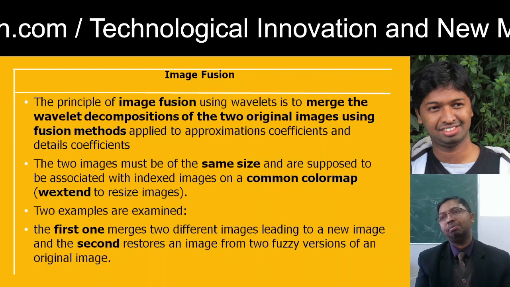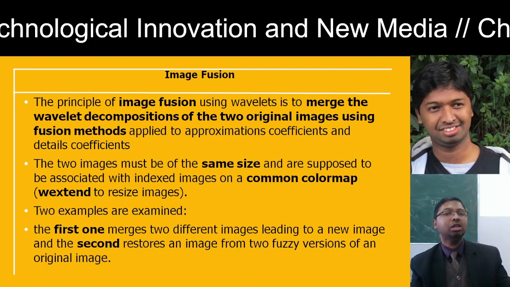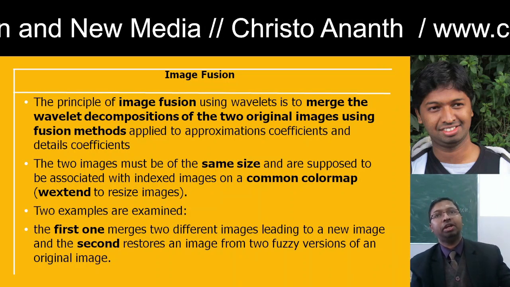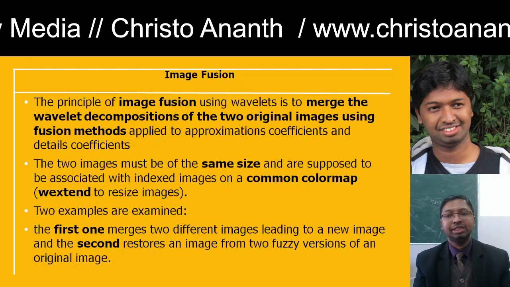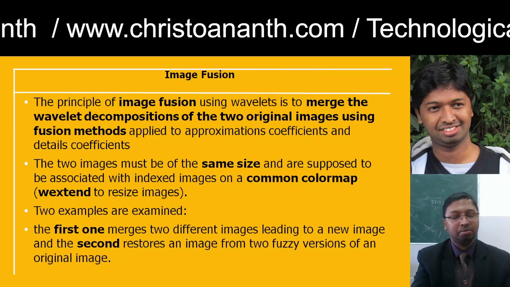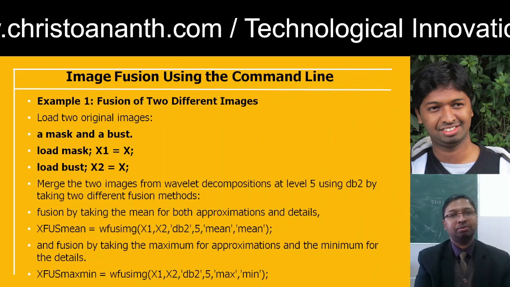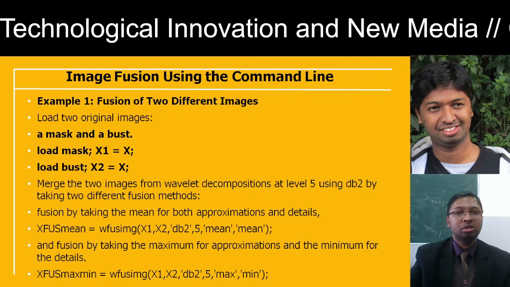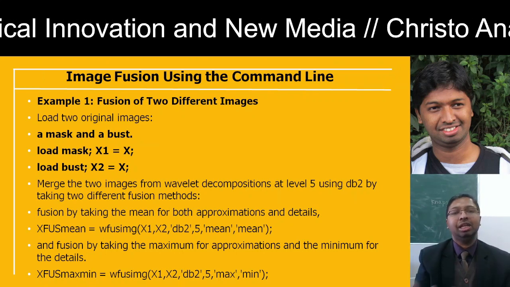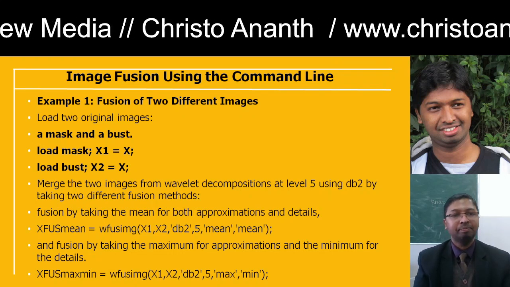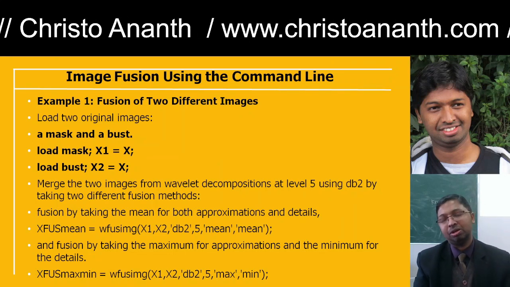So here two examples are examined. First one, you're going to merge two different images to find a new image. And second one, you are going to restore it to the two fuzzy versions of the original image. So here is the first thing. Example one will have the fusion of two different images. One will consider a mask and then a bust. So you're going to load the mask, x1 equal to the mask, and you're going to load the bust, so x2 is equal to the bust.